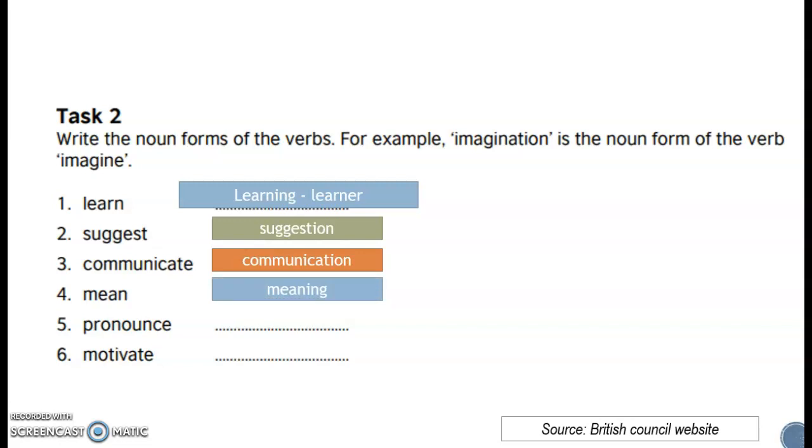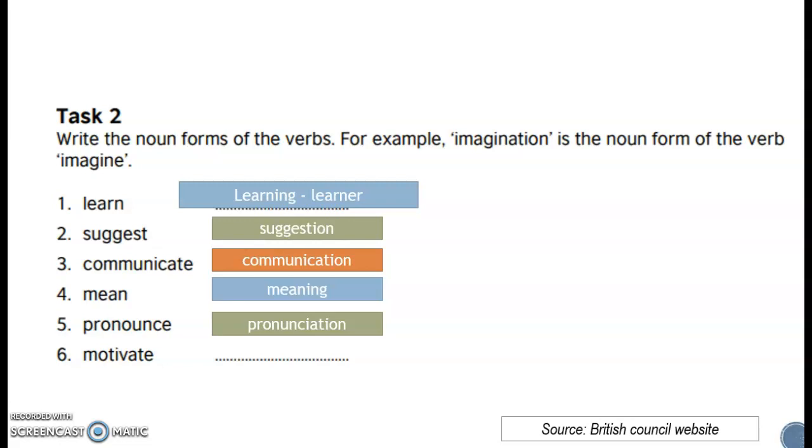Okay, what's that? Meaning. The meaning of words, signs, or actions is what they represent. Then pronounce. Pronunciation is the noun of this verb. Pronunciation is the way we pronounce words.